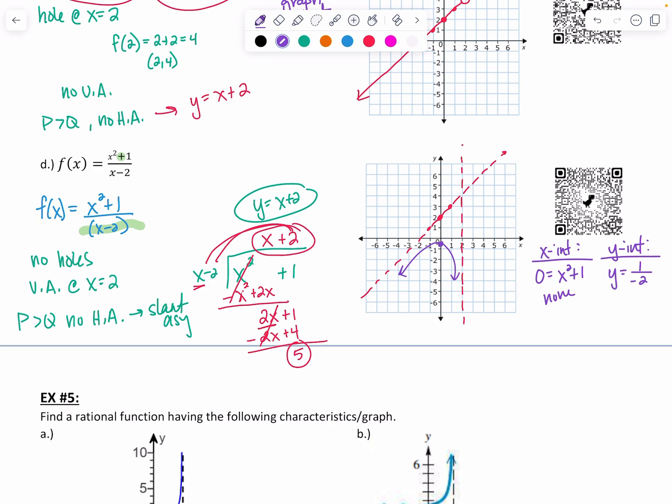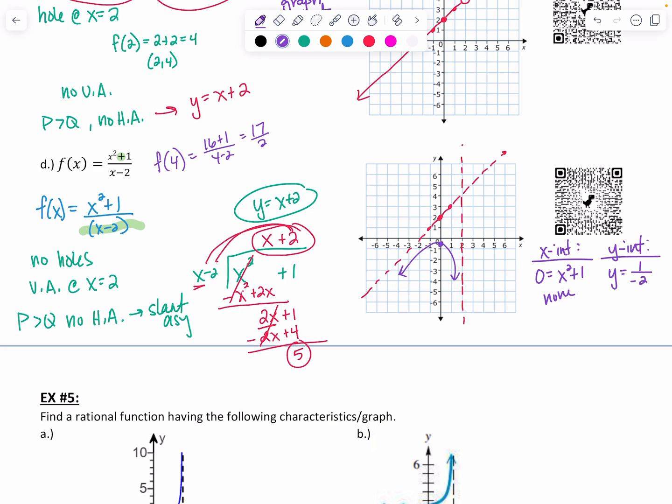But now you might want to plug in other values to help us figure out what's happening on the other pieces of this graph. So test, I don't know, x equals 4. If you plug in x equals 4, 4 squared is 16 plus 1, that's 17 on the top. If I plug in x equals 4 to the bottom, 4 minus 2 is 2. And so I know that I have positive values that are above here.